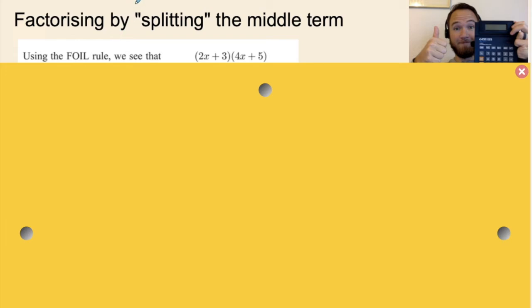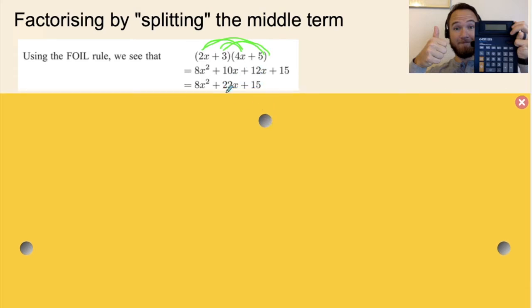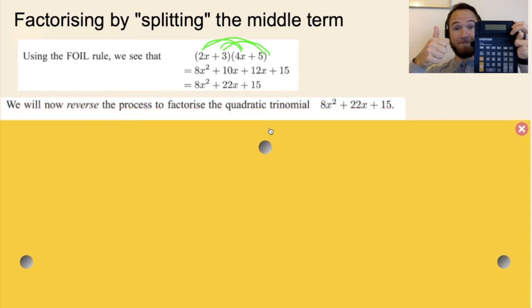So we're going to factorize by splitting the middle term. Let's see what that means. If we have this, and we FOIL, 2x times 4x is 8x squared. 2 times 5 is 10x. 3 times 4x is 12x, and 3 times 5 is 15. Combine our like terms, 8x squared plus 22x plus 15. So we know this is going to be the answer to that, but how did we get that in the first place? So we're going to go backwards. We're going to reverse this.